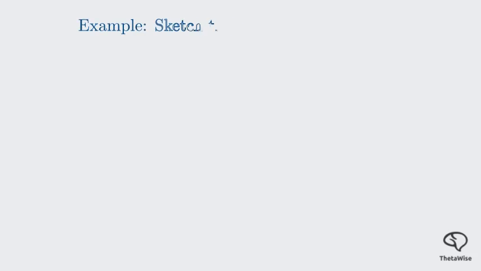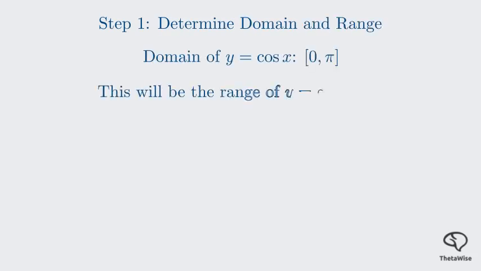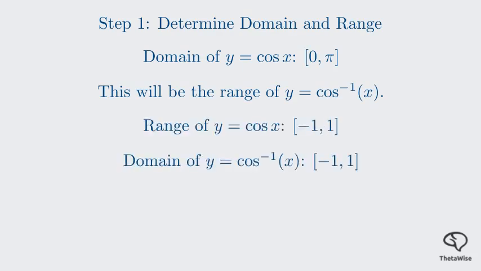Now let's tackle our second example, the inverse cosine function. Again, we'll use our 6-step guide. Let's start with step 1. Domain and range. First, let's find the restricted domain for the original cosine function, y equals cos x. Looking at our table, the restricted domain for cosine is the closed interval from 0 to pi. The range of y equals cos x for this domain, just like sine, is the interval from negative 1 to 1. This means the domain of our inverse function, y equals cos inverse of x, is also the closed interval from negative 1 to 1.